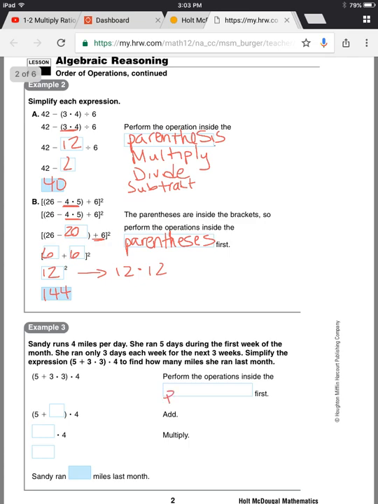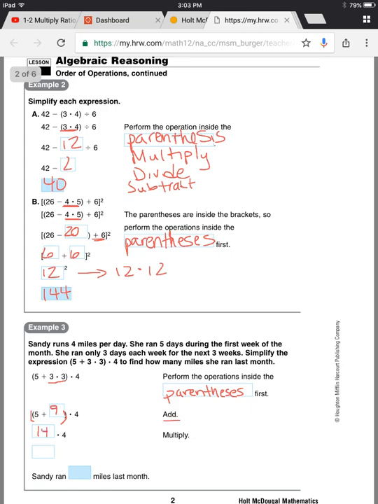So we're going to perform inside the parentheses first. Now, again, there's multiple operations inside the parentheses, so we have to follow order of operations, and we multiply before we add. So 3 times 3 is 9. Now, because we have not completed all the operations, we keep these parentheses there to tell us we still have something to do inside the parentheses, because we're not going to multiply until everything inside that parentheses is done. So we have 5 plus 9, it tells us to add, which is 14.